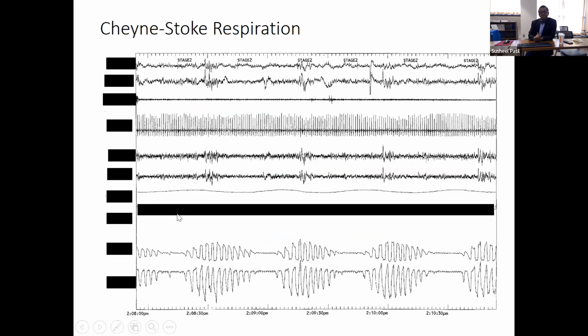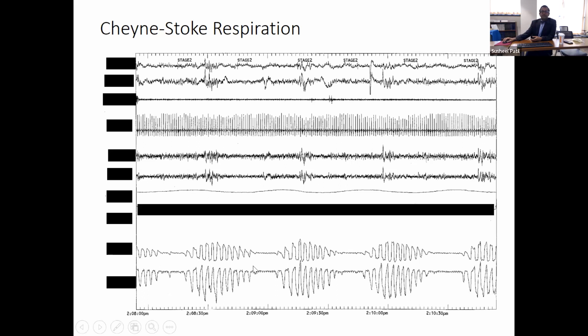So this is a nice example of a patient with Cheyne-Stokes respiration. You see that you have apnea followed by crescendo-decrescendo, followed by apnea, crescendo-decrescendo, followed by apnea, crescendo-decrescendo, et cetera, et cetera. So this would be a nice textbook example of Cheyne-Stokes respiration. You've got at least 3 central apneas in this case, right? So this would all be part of that Cheyne-Stokes respiration.